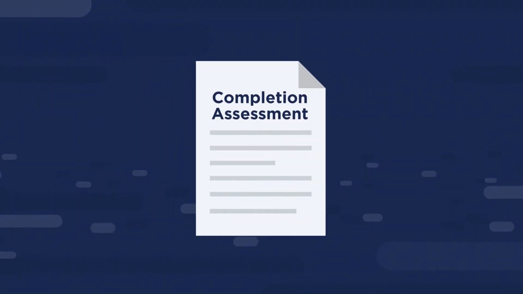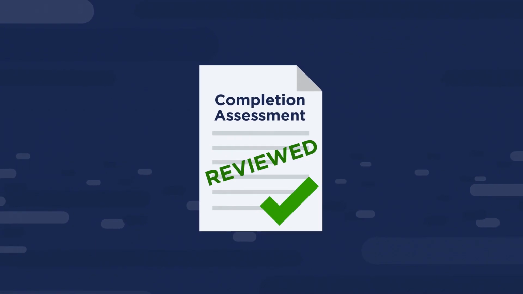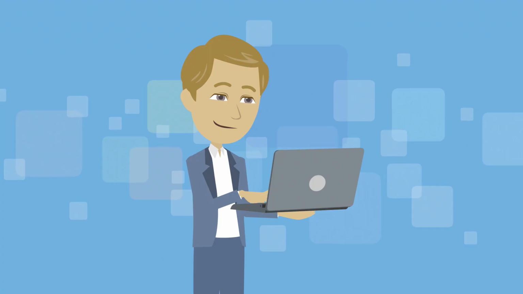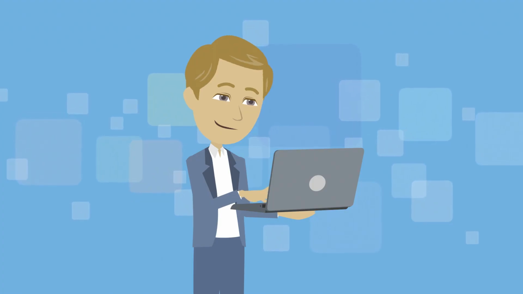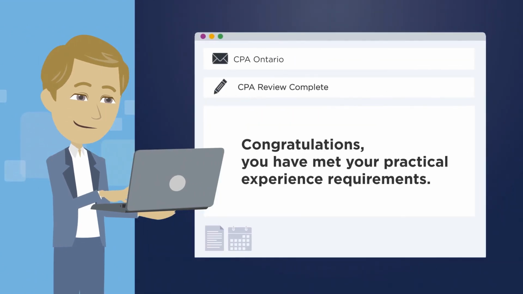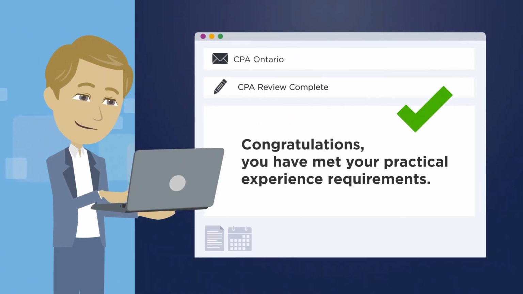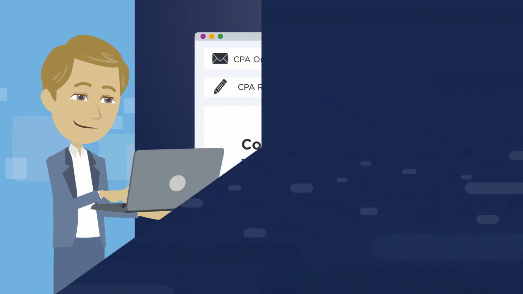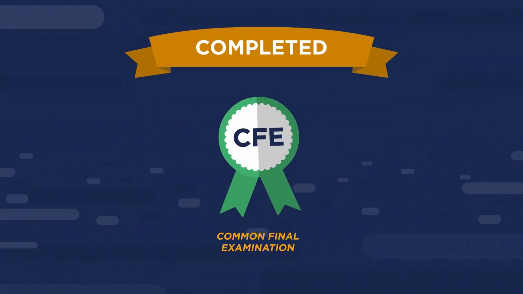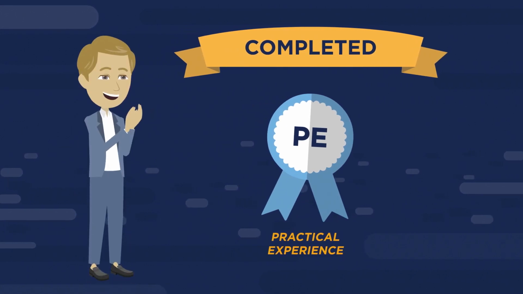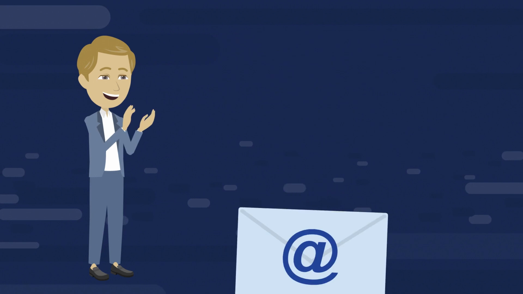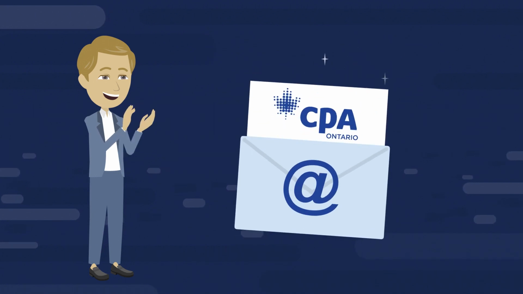After CPA Ontario has finalized the review of his completion assessment, Jason receives the following email. Jason had previously passed the Common Final Examination, CFE. Since he's now also completed his PE requirements in PERT, he can anticipate an email from CPA Ontario which outlines the next step in his admission to membership journey.